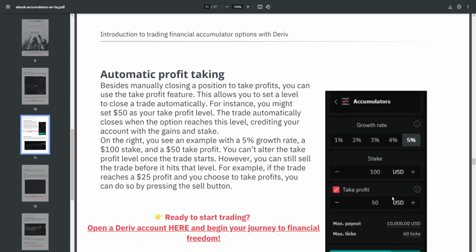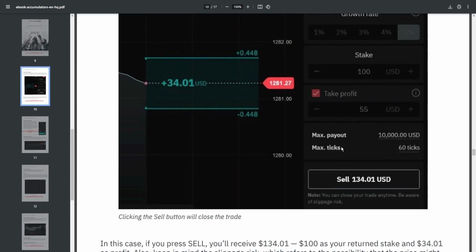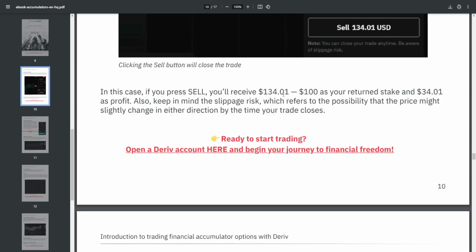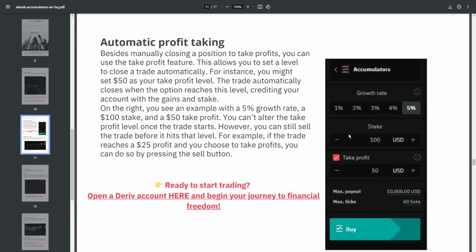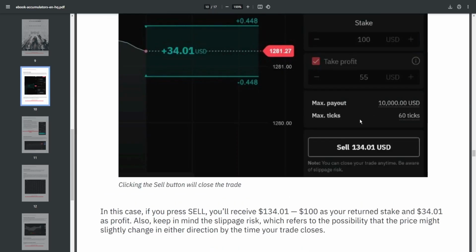So in manual profit taking, you sell your trade at your own convenience, okay, or depending on what you decide. But in automatic profit taking, you set a take profit where the market will close automatically once that level of the take profit is reached. So if you set $50, once the market detects you have reached a profit of $50, your trade will be closed automatically, and your stake and profit will be credited to your account. But in manual, you monitor the market and close it at your own convenience. And that is basically how you take your profits in accumulators.